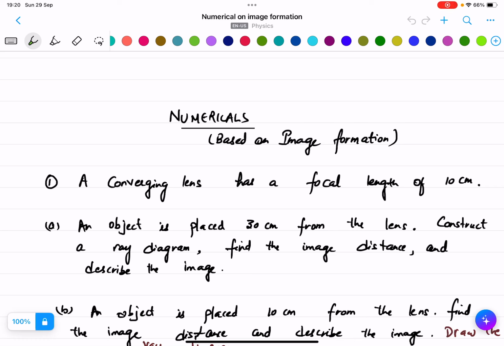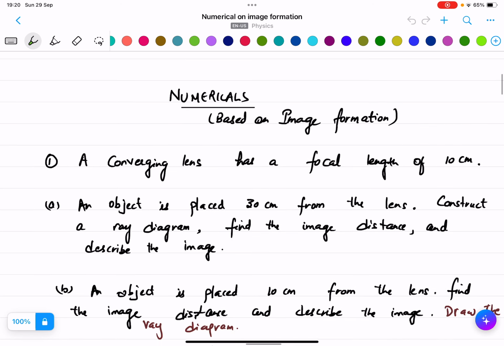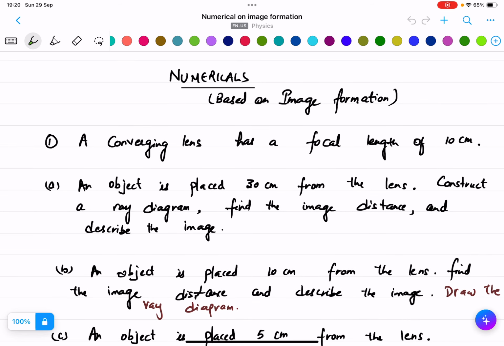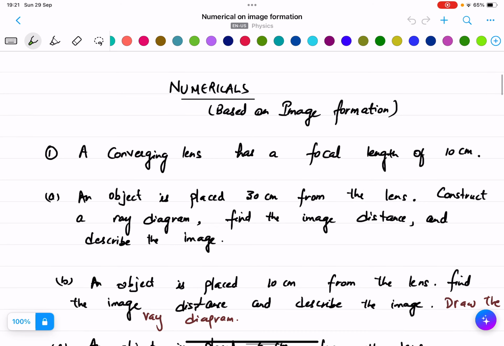In this video, I will explain the possible numericals based on image formation. Remember, when you are doing these numericals, you need to do it on the graph. Suppose it is written 10 centimeter. Now it's not a requirement that you need to draw exactly 10 centimeter, because it's a graph, you are creating the image on the graph like this.